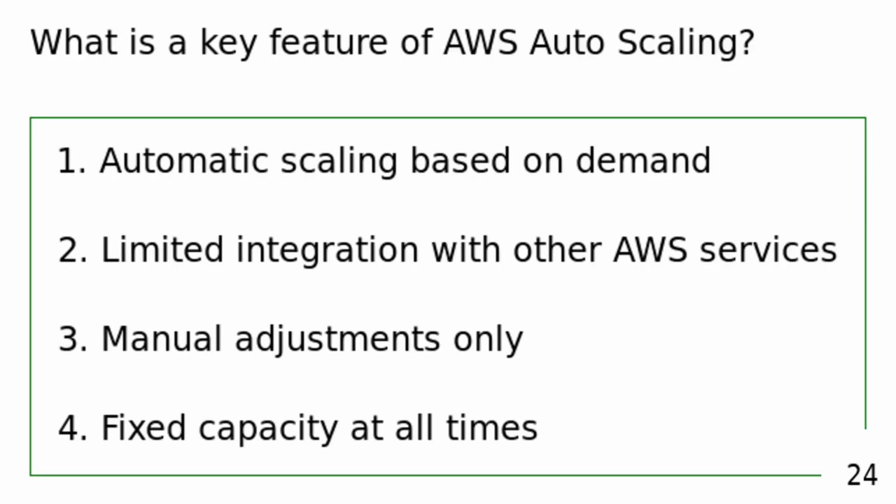What is a key feature of AWS Auto Scaling? Automatic scaling based on demand. Limited integration with other AWS services. Manual adjustments only. Fixed capacity at all times.